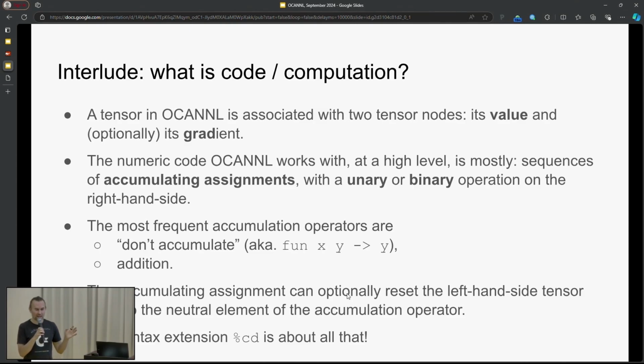And accumulation can optionally reset the tensor before the assignment starts. So then we accumulate from within a single assignment, or we can keep the left-hand side as it was before, which we will want to do for accumulating across multiple expressions, like when we need to compute the gradients. So that's what another syntax extension, CD, is all about.